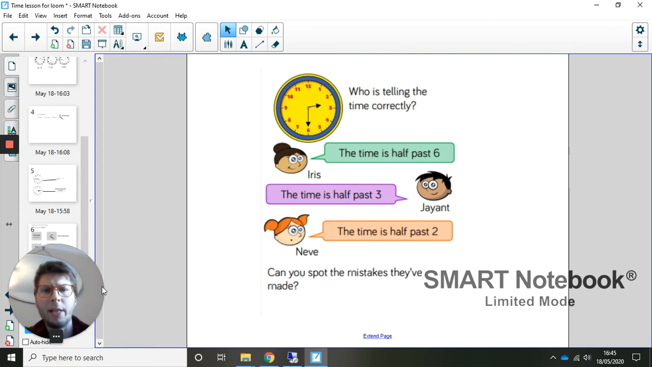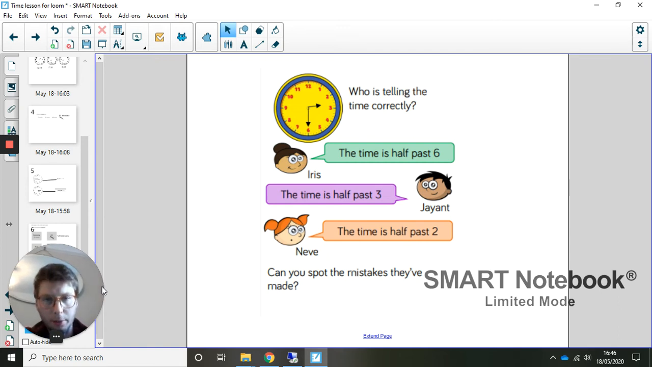It says, who is telling the time correctly? Iris says the time is 6:30. And then Jayant says, the time is 3:30. Okay, do we think that's right? And then Neve says, the time is 2:30.